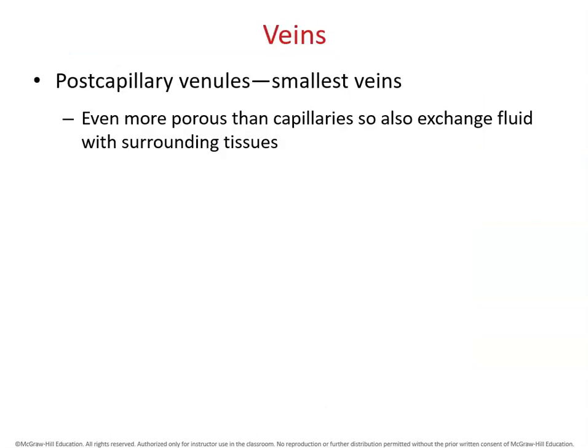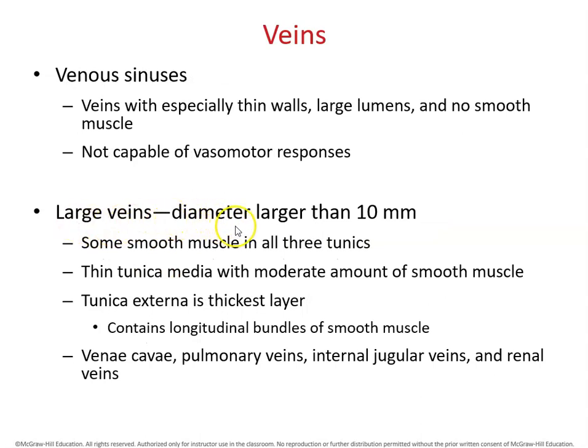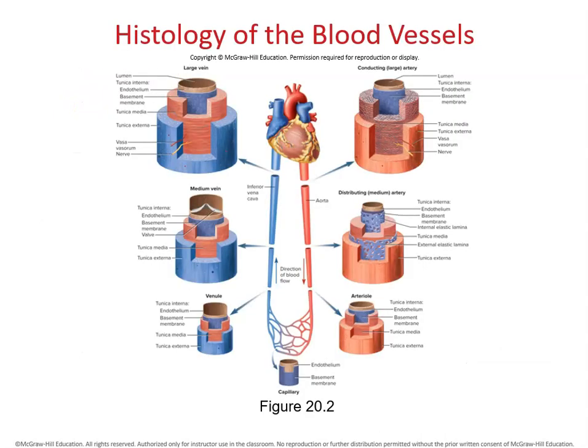There are different types of veins. The smallest veins are called postcapillary venules. When the diameter is up to 1 millimeter, the veins are called muscular venules. When the diameter becomes thicker, they are called medium veins. Large veins whose diameter is larger than 10 millimeters are made of 3 layers of tunics. If a vein only has a very thin wall and a large lumen, but no smooth muscle, this type of vein is called a venous sinus. In summary, this video talks about different types of blood vessels and their structures.